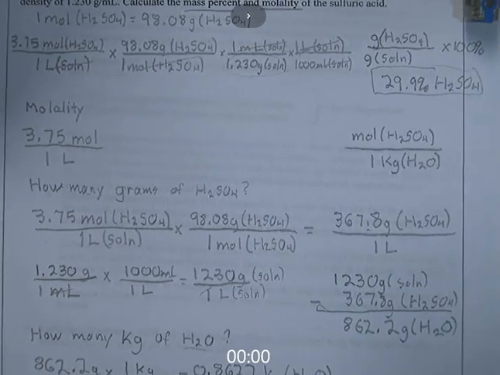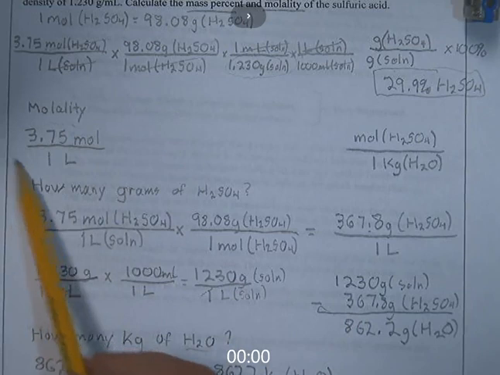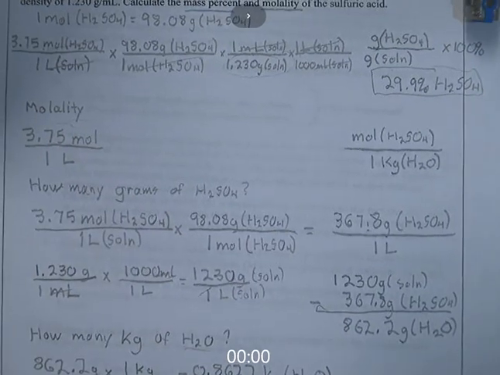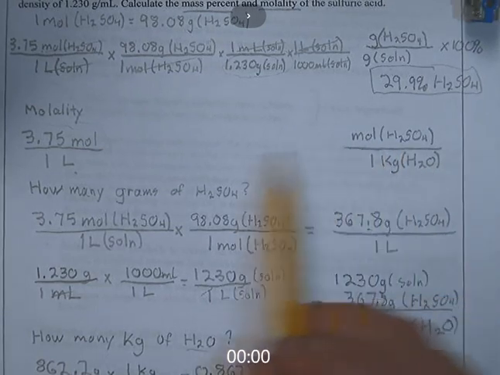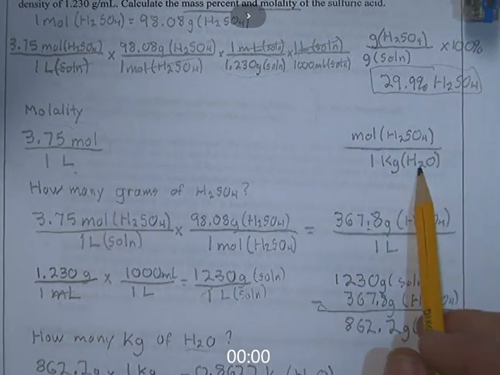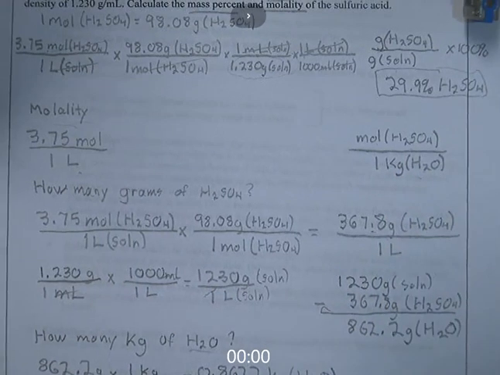Okay, now we put Humpty Dumpty together. We figured out how many moles of H2SO4 we had. We already knew that. We had 3.75 moles for every liter, and we have 0.8622 kilograms of water for every liter. So if we put those two numbers on top of each other, moles per liter of this, kilograms per liter of this, we'll come up with our answer.